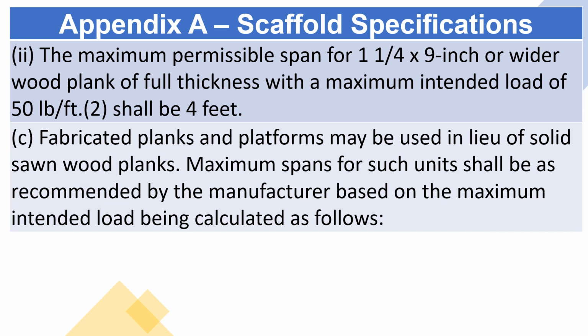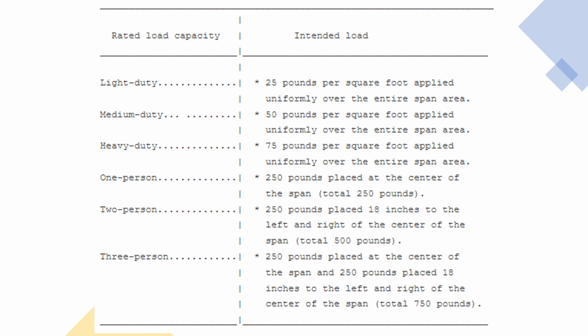C. Fabricated planks and platforms may be used in lieu of solid sawn wood planks. Maximum spans for such units shall be as recommended by the manufacturer based on the maximum intended load being calculated as follows. When the rated load capacity is light duty, the intended load is 25 pounds per square foot, applied uniformly over the entire span area. When the rated load capacity is medium duty, the intended load is 50 pounds per square foot, applied uniformly over the entire span area. When the rated load capacity is heavy duty, the intended load is 75 pounds per square foot, applied uniformly over the entire span area.